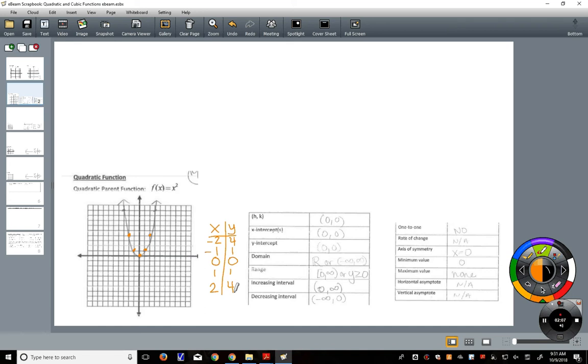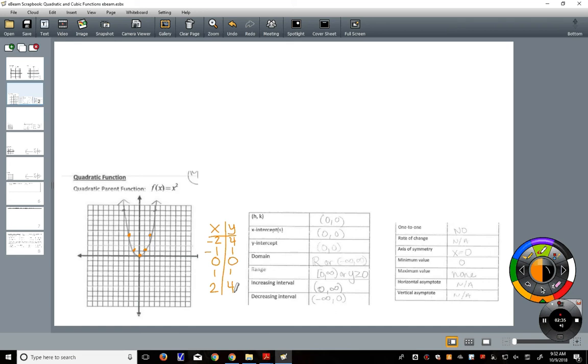So then just a review of some of the characteristics of this. The h and the k should give you the vertex point of your quadratic, so your h and k should be 0, 0. And because this graph hits at 0, 0, both our x-intercept and our y-intercept are 0, 0. So x-intercept, y-intercept, and vertex, or h, k, are all 0, 0.